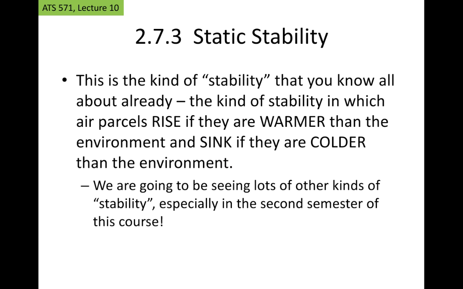All right, let's talk a little bit about how this applies to stability of the atmosphere. This is static stability. This is the kind of stability that you know all about already. This is the kind of stability in which an air parcel rises if it is warmer than its environment and sinks if it's colder than its environment. This is just one of a whole lot of different kinds of stability in the atmosphere. We're going to learn more, especially in the second semester, about the stability of what makes troughs and ridges grow, or whether cyclogenesis happens.